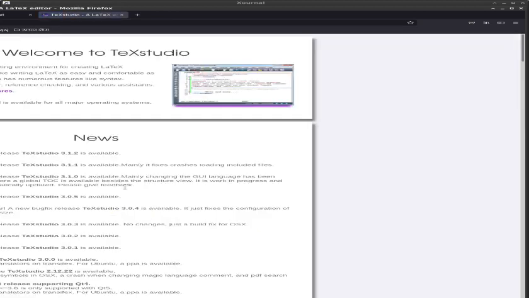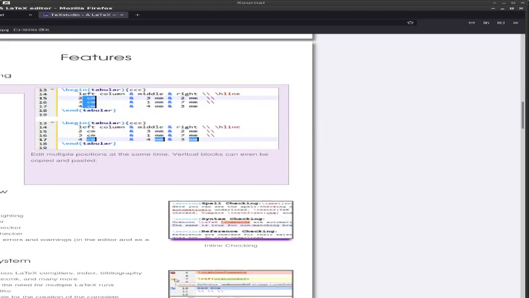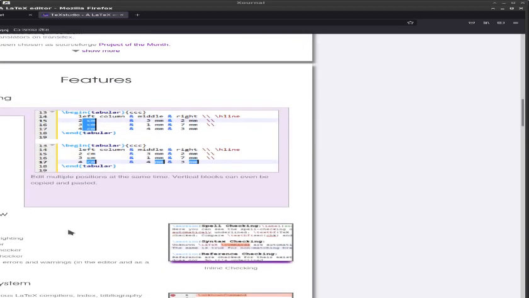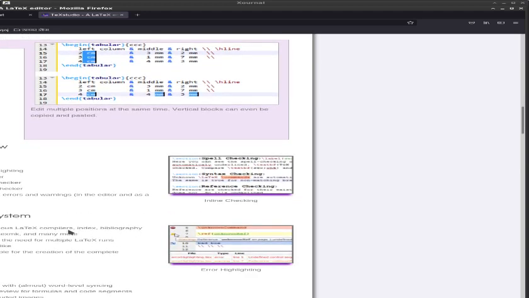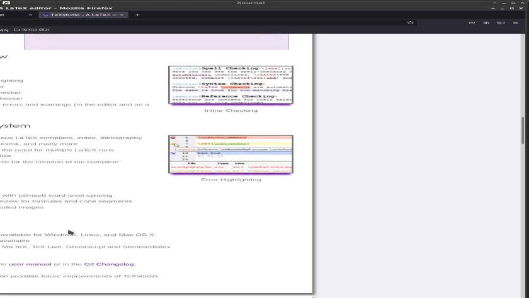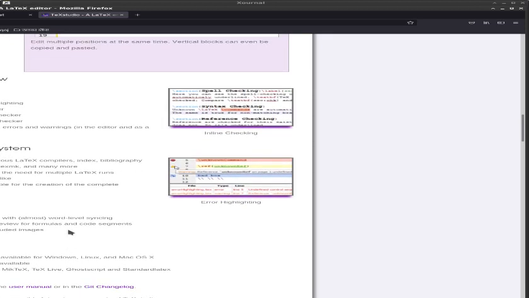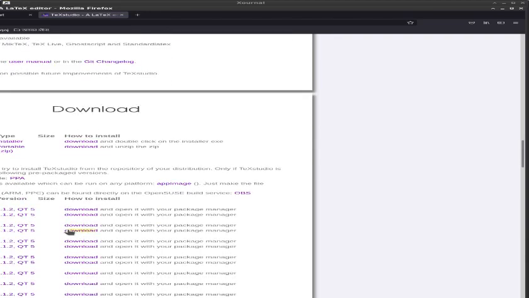And does it do WYSIWYG? Does it do what you see is what you get? No, I don't think so. It doesn't do that. It's not like a word processor. Oh, okay.